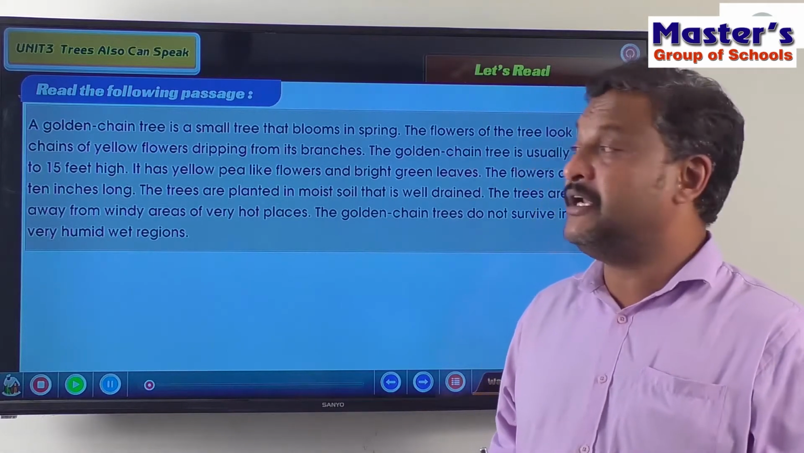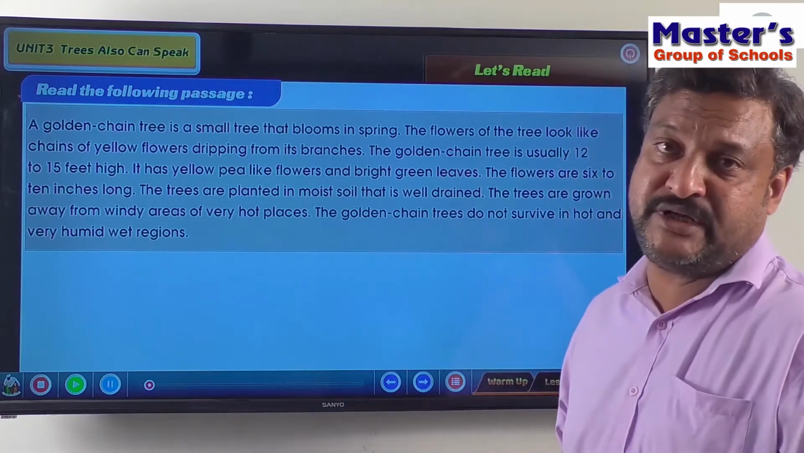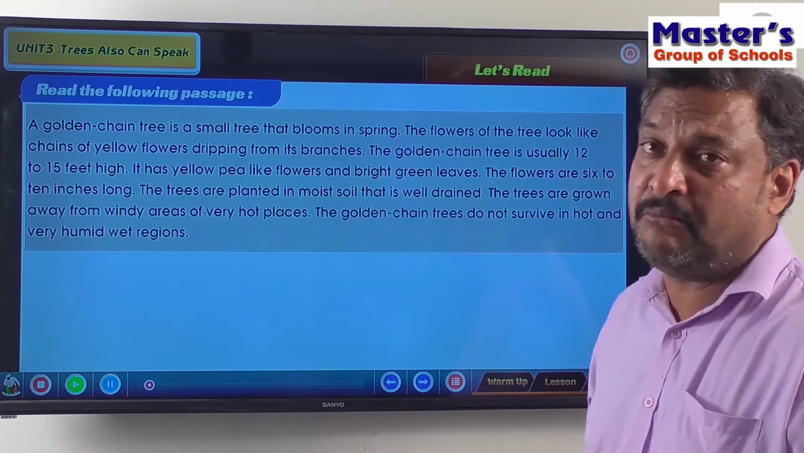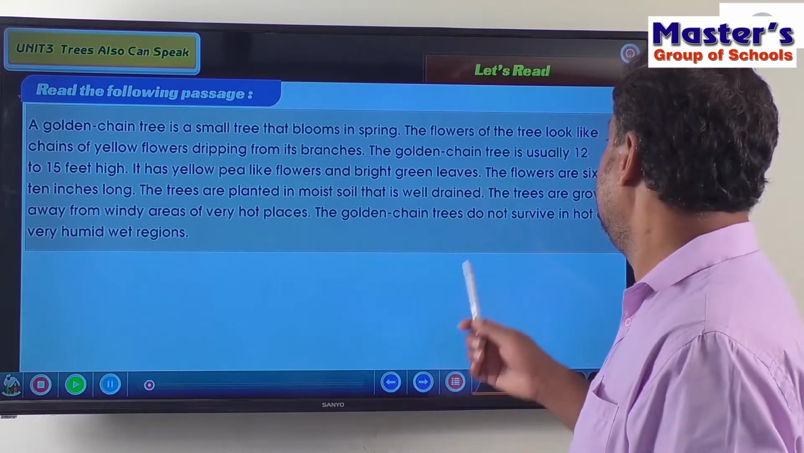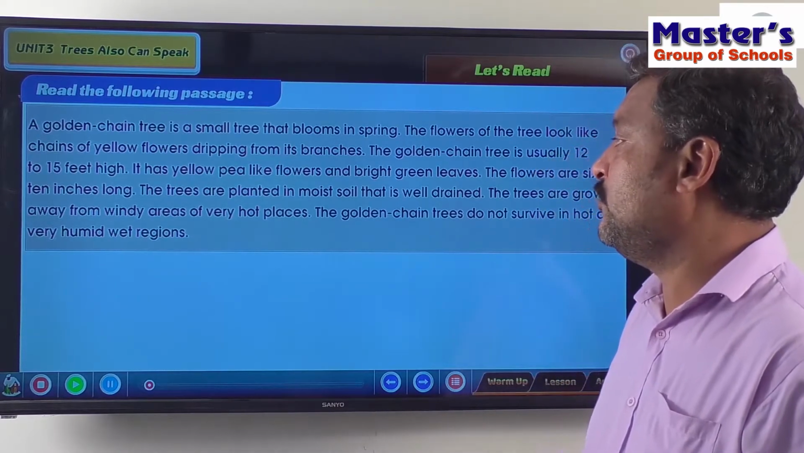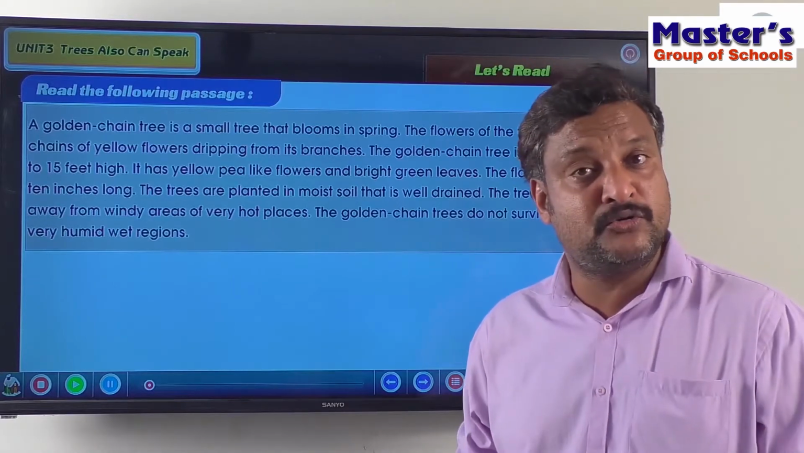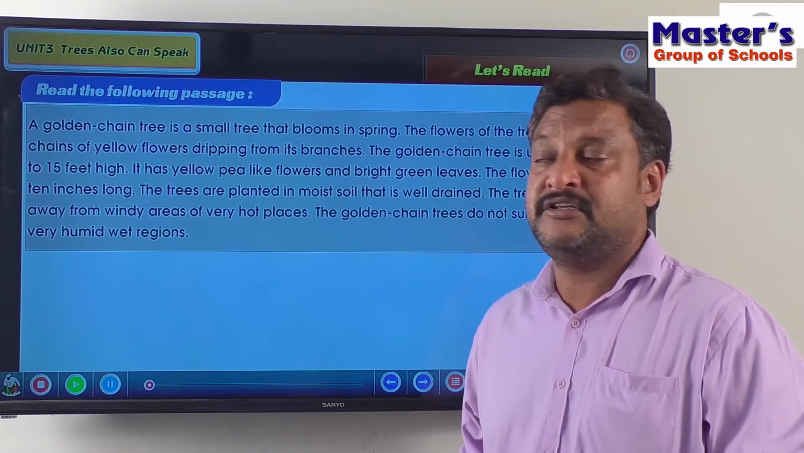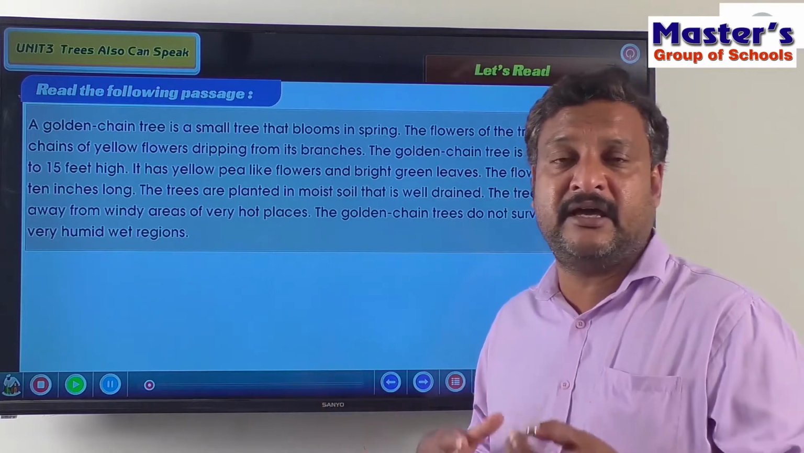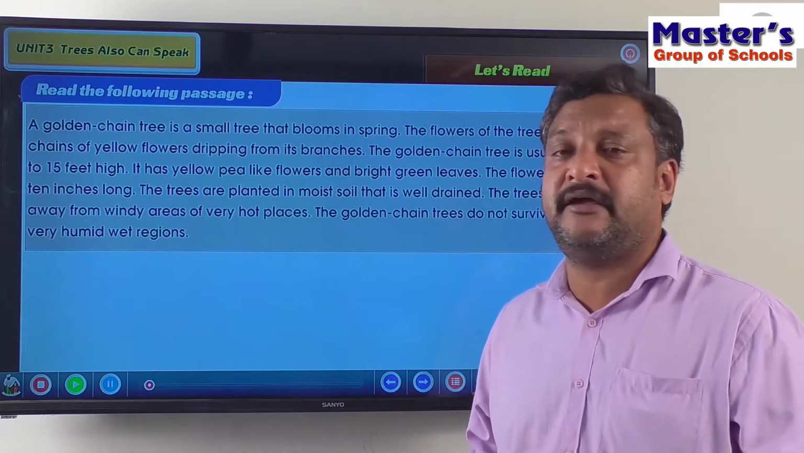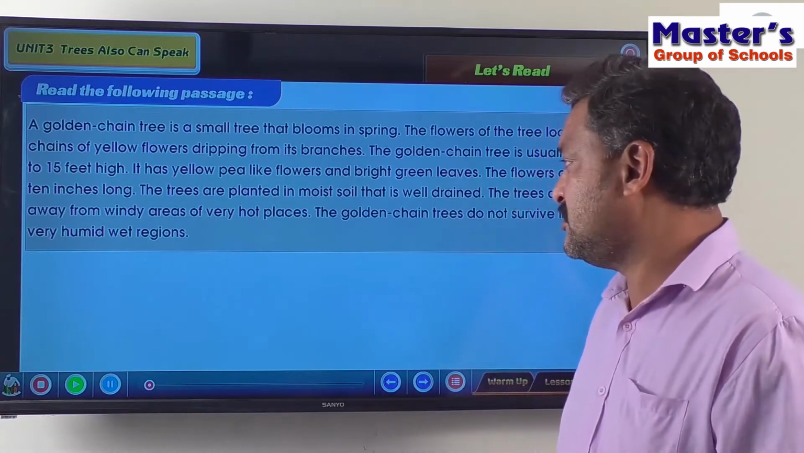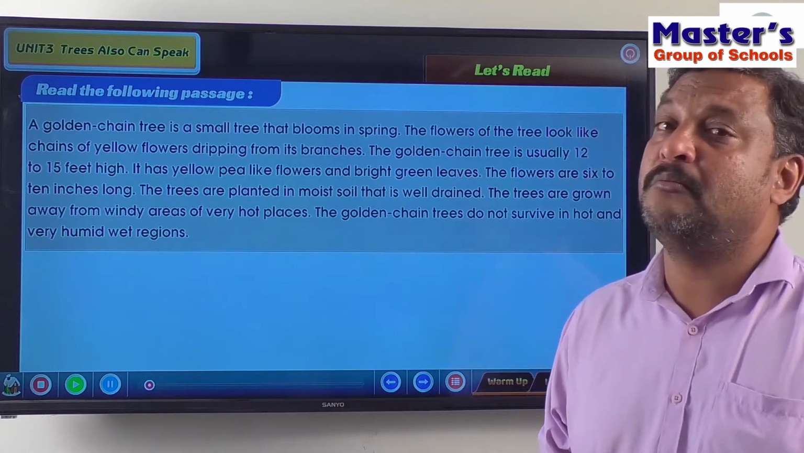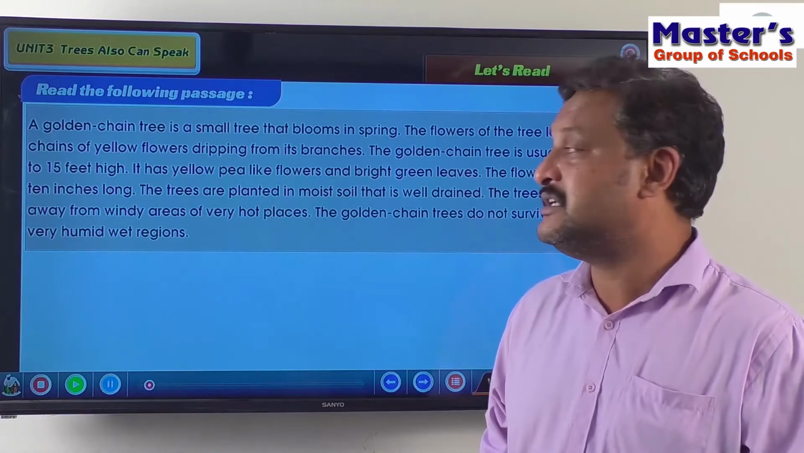The trees are planted in moist, well-drained soil. The soil has to be moist, but there should not be any extra water. At the same time, the trees are grown away from windy areas and humid and hot places. Okay? It should not be disturbed by heavy winds. It should not be dry. It should not be hot. Right? So the soil has to be wet, moist, but well drained.